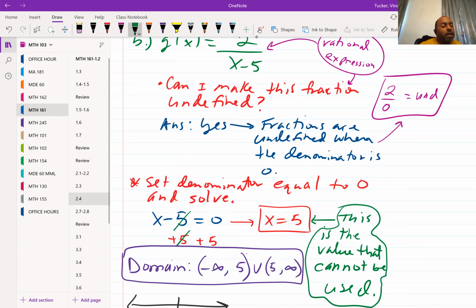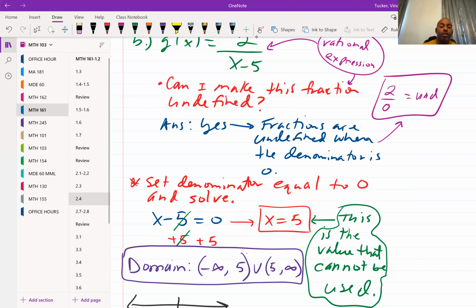Once you find a value you cannot use, then you know all the values that you can use. And that's what happened right here in a dark purple. And I went ahead and wrote the domain. So I can use everything except for 5. So I'll write my interval as negative infinity up to 5, then 5 to infinity.